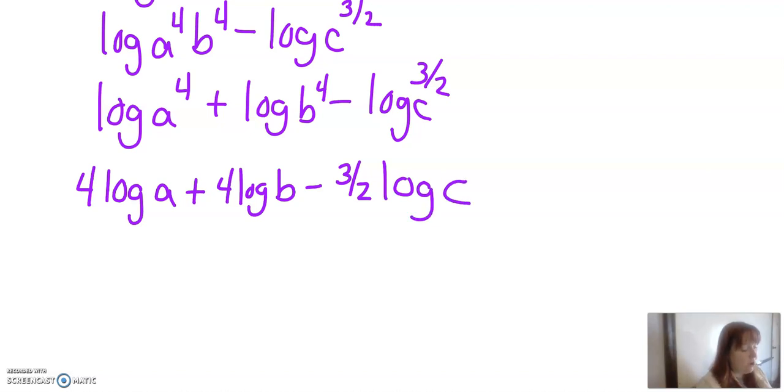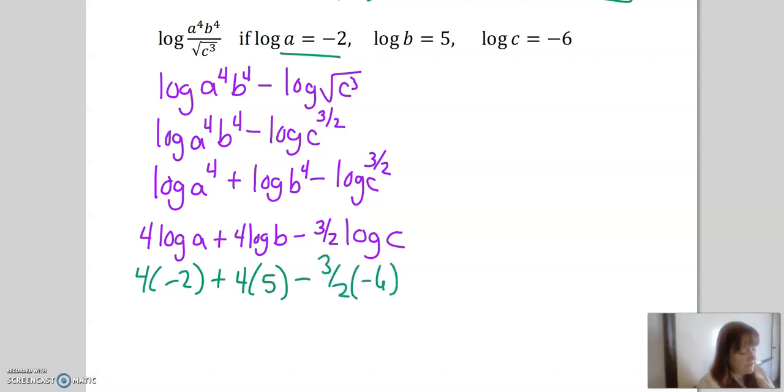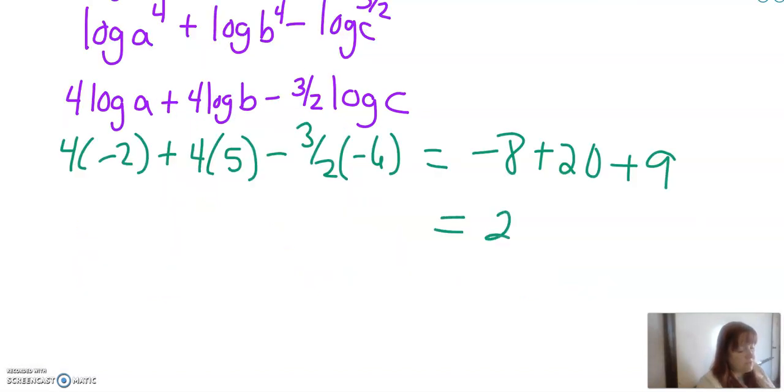Okay, now we're all the way down to where we can start plugging things in. Log a equals -2, so we have 4 times -2 plus 4 times log b, which is 5, minus 3/2 times log c, which is -6. Okay, so we have -8 plus 20, and then that's plus 9. Okay, so we have 29 minus 8, which is 21.